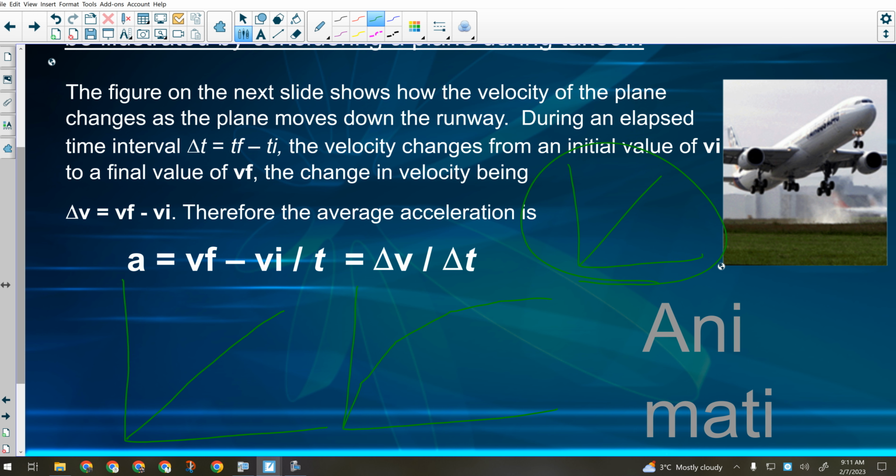All right, so this is the formula that you learned last year. A equals VF minus VI over T, or as it appears on your formula sheet, change in velocity divided by change in time. Okay, now, where does that formula come from? Oh, nobody roasted me. I was waiting for somebody to say the formula sheet, because that would have been a good answer. Okay, where do we derive that formula from? From that graph.